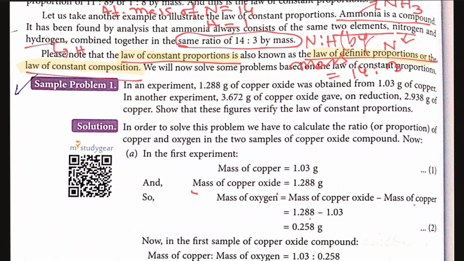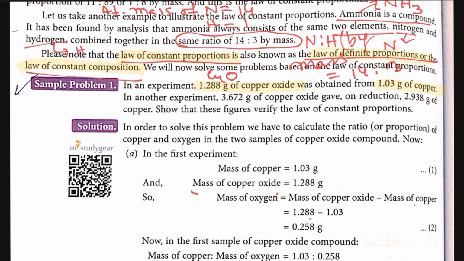Now this is one question related to this concept. In an experiment, it has been found that 1.288 gram of copper oxide was obtained. Copper oxide contains two elements, one is copper and the other is oxygen. So CuO was obtained from 1.03 gram of copper.